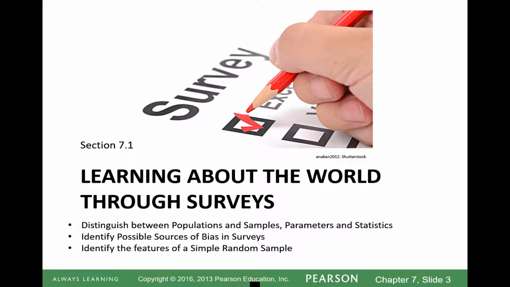Lecture MTH 1557, learning about the world through surveys. This particular section, 7.1, will deal with distinguishing between populations and samples, parameters and statistics, identifying possible sources of bias in surveys, and identifying the features of a simple random sample.